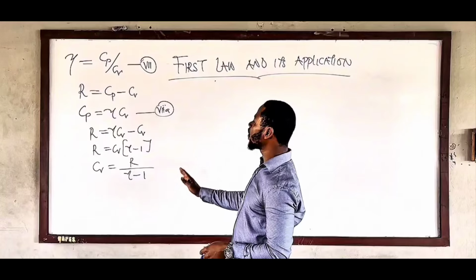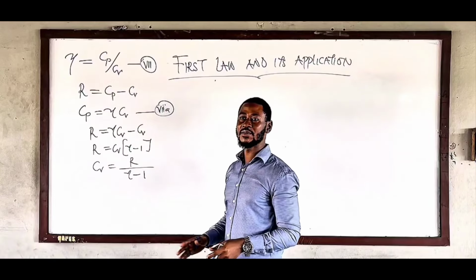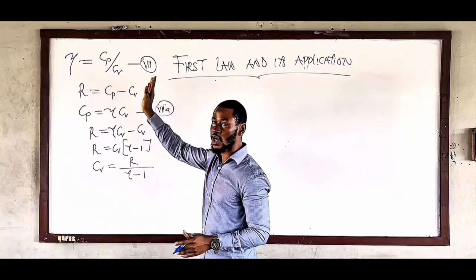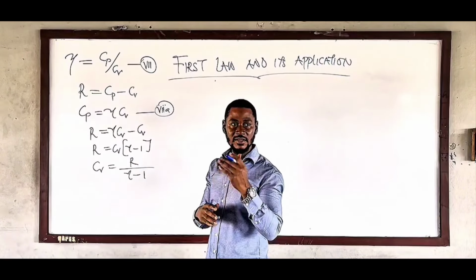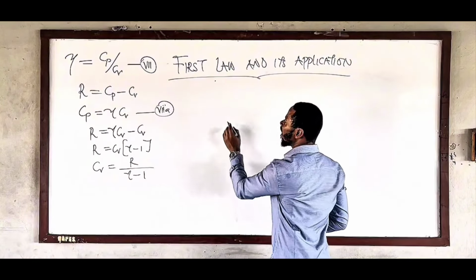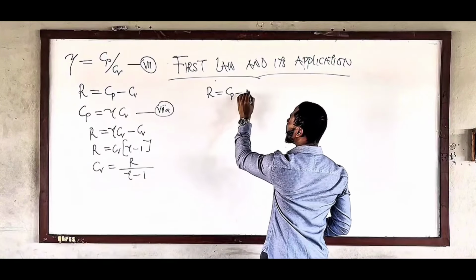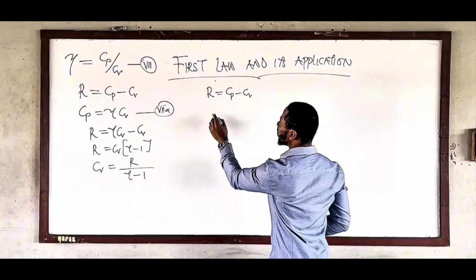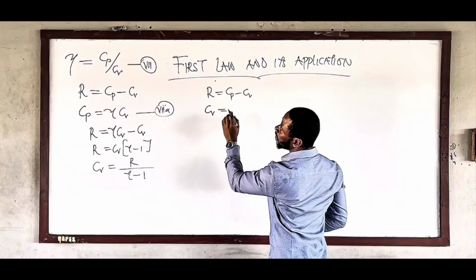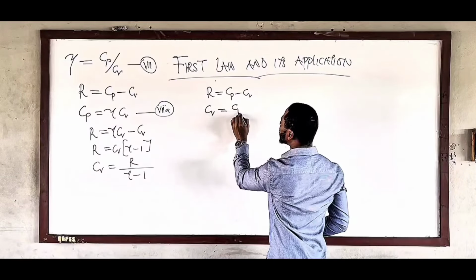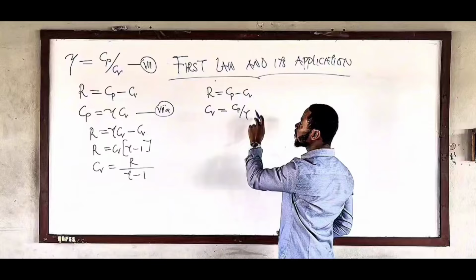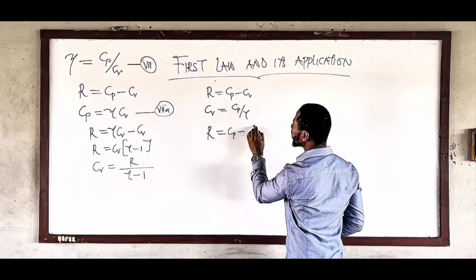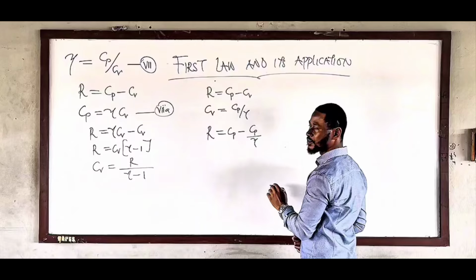Similarly, we can also express equation 6 in terms of Cp. We make Cv the subject of the formula since we want Cp and R to come out. So going back, R equals Cp minus Cv. Go back to equation 7 and make Cv the subject of the formula. Cv becomes Cp divided by gamma. So substitute this in. We have R equals Cp minus Cp divided by gamma.